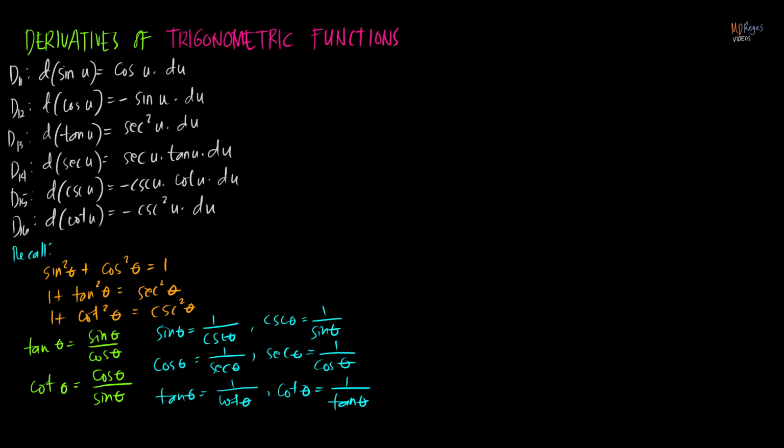We also have some double angle identities. Let me just name these. These are the Pythagorean identities. These are the reciprocal identities. And these are the quotient identities. And then the double angle identities are here.